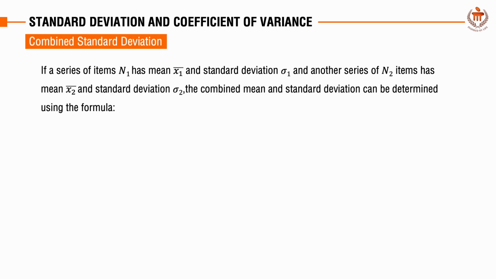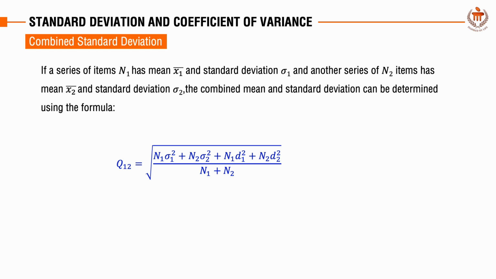Okay, so when it comes to combined standard deviation, imagine that there's a series of n1 items having the mean x1 bar and the standard deviation sigma 1, and there's another series of n2 items having the mean x2 bar and the standard deviation sigma 2. Then their combined standard deviation would be square root of n1 sigma 1 square plus n2 sigma 2 square plus n1 d1 square plus n2 d2 square, by n1 plus n2.